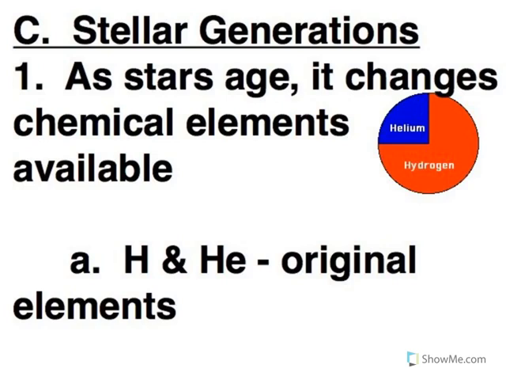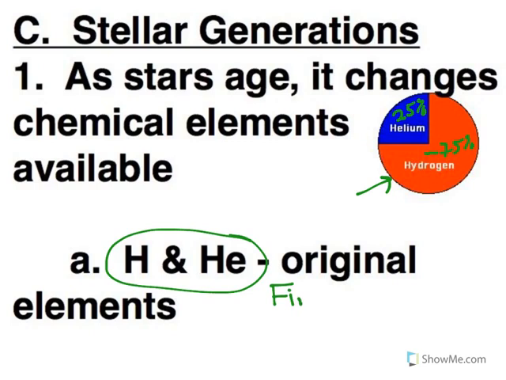So when our universe began, the only elements available were hydrogen and helium. And our little pie chart here shows roughly the percentages. Hydrogen was about 75% of the early universe, and helium about 25%, very roughly. So the first stars were formed out of just hydrogen and helium.